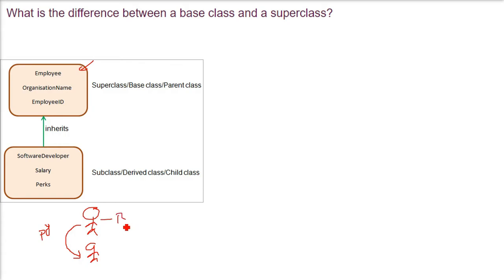So your father is the base class or the superclass or the parent class. Of course, he is a parent. And you are the subclass, derived class and child class. You will have your money. You will also have your father's money. So there is a possibility of this kind of stuff. We call it reusability.